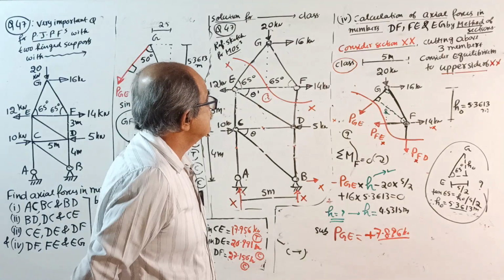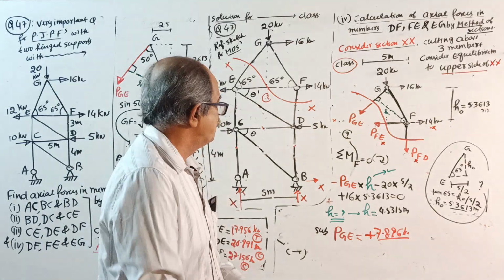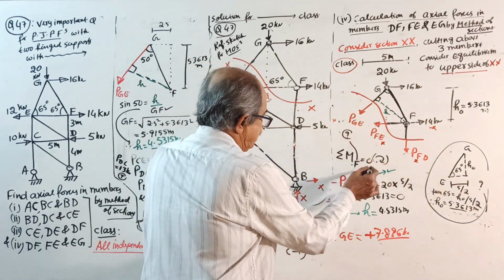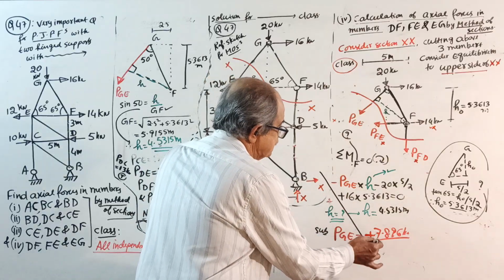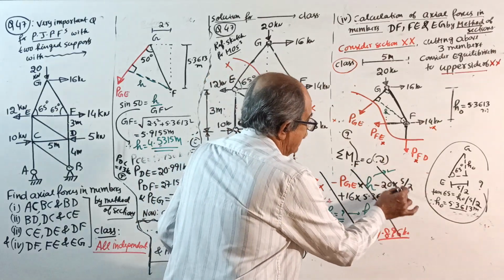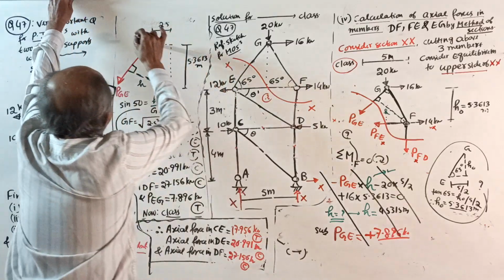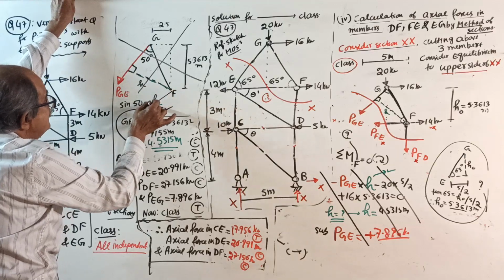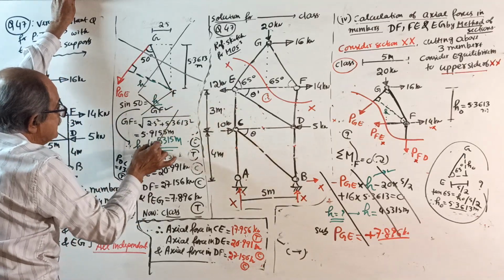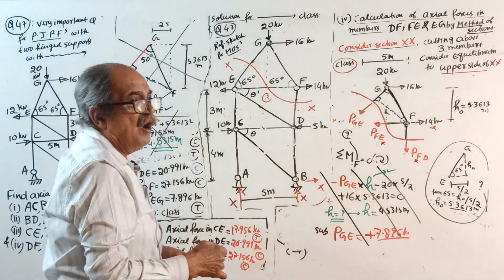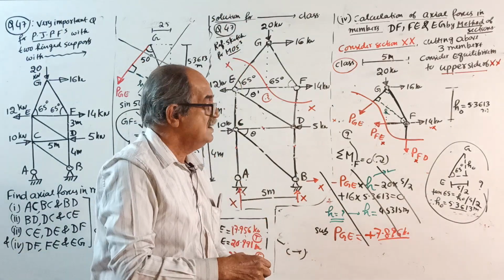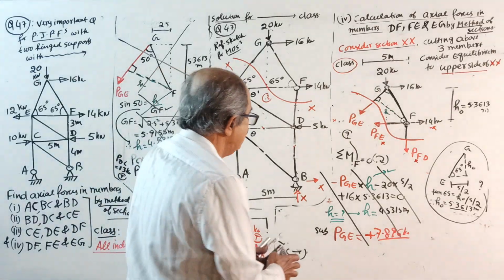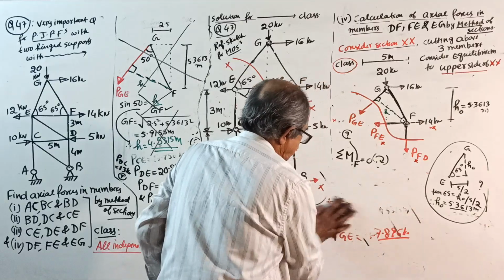Now do one thing. Some will tell, sir, this is complication. So therefore do one thing. Sigma M about F equal to 0. You write here. These strugglings are not required. All you round off everything and write. None of this is required. Instead, you can go for the easy method. See here, I told you.